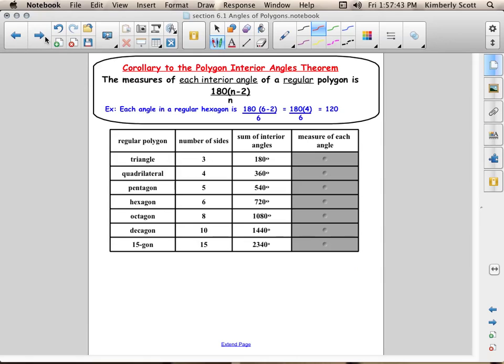Okay? There's a corollary. Remember, that's something that goes right along with a theorem. It's another way of saying the theorem, or something that you can say just by knowing that the theorem is true. So going back to theorem 8.1, the corollary to the polygon interior angles theorem is that the measure of each interior angle of a regular polygon is 180 times n minus 2, divided by n. Well, that might sound a bit confusing to some of us, so let's just think about what that means.